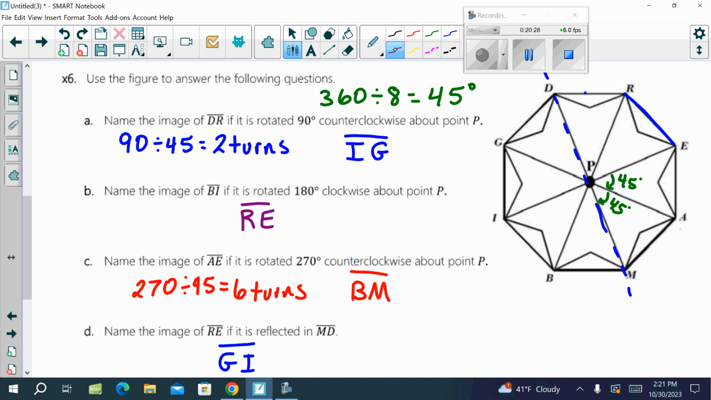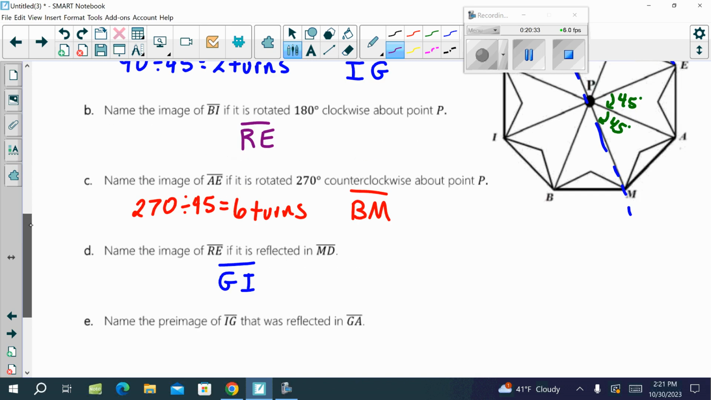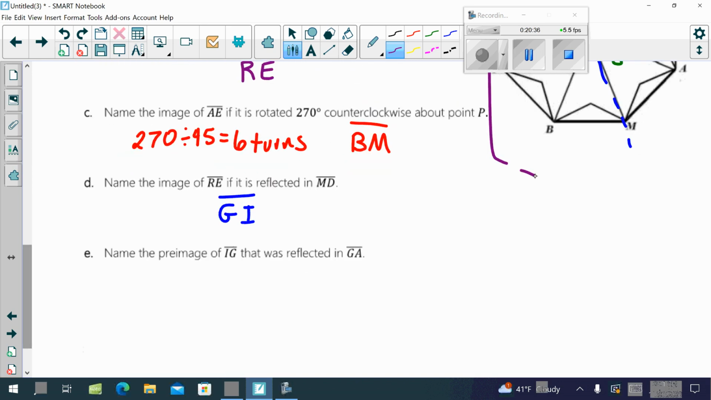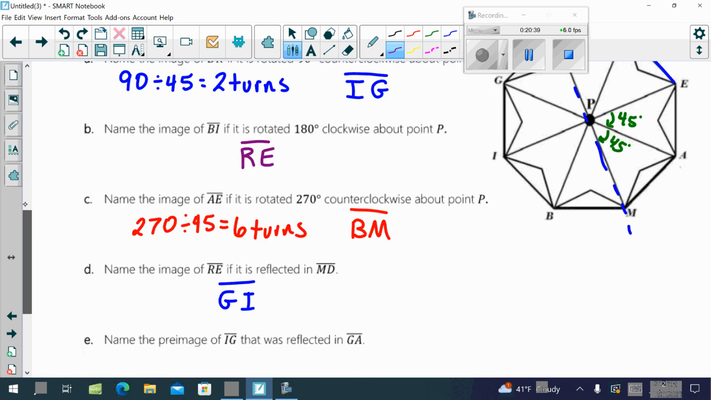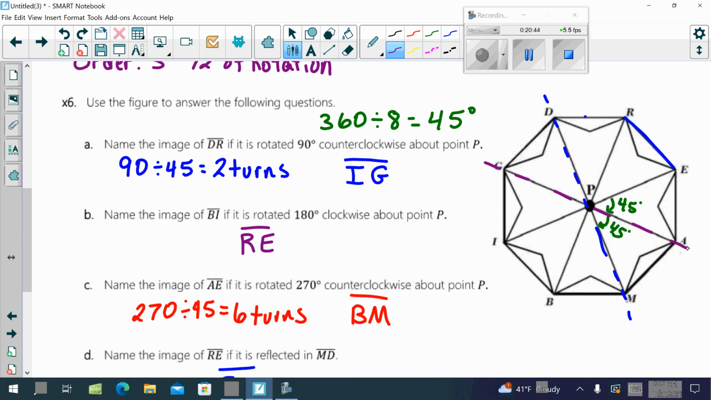Alright, now it says, where's the pre-image of IG if we reflect over GA? So we're reflecting over, oh goodness. So GA, and we want to reflect IG. Where would that end up? DG. Okay.